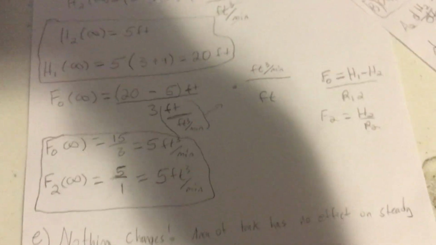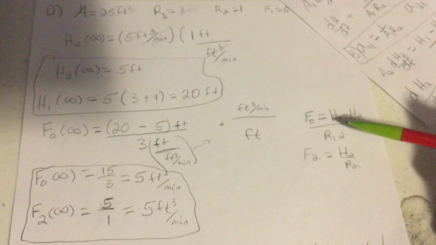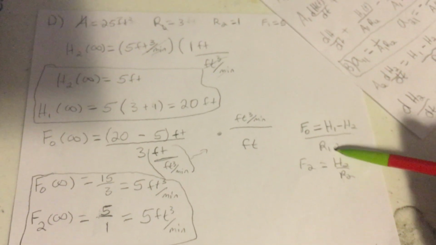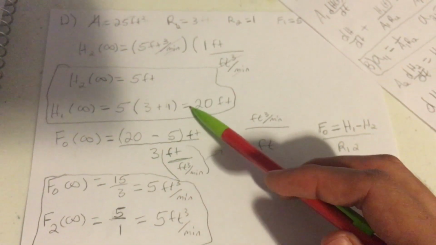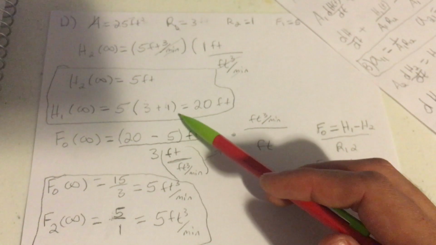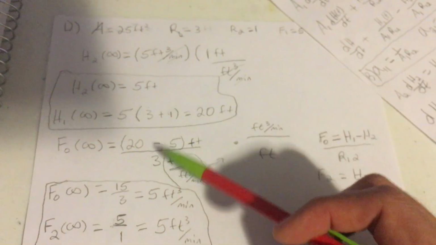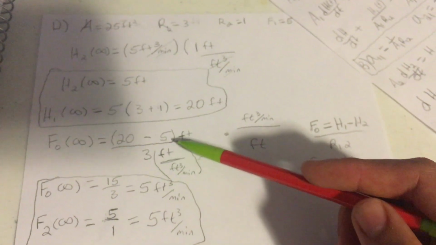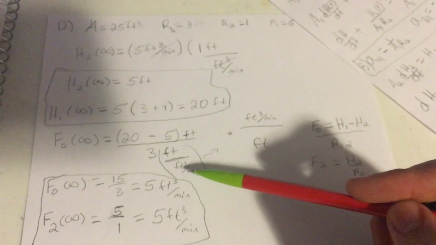This is like the analytical solution. We have this equation, flow rate out is equal to the height of tank 1 at time t minus the height of tank 2 at time t, divided by R12. Well, from what we just determined, height at infinity is equal to 20 feet, and height of tank 2 at infinity is equal to 5 feet, so 20 minus 5, and then R12 is 3 feet per feet cubed per minute.